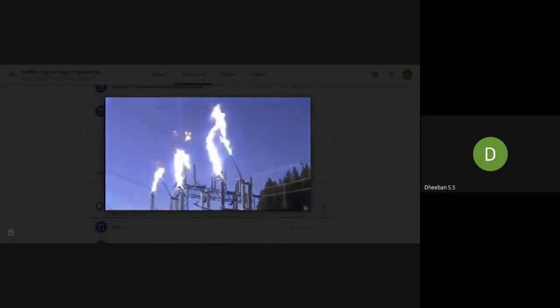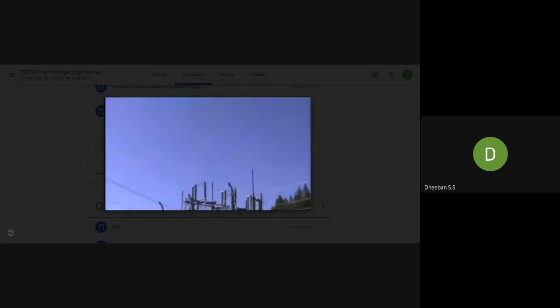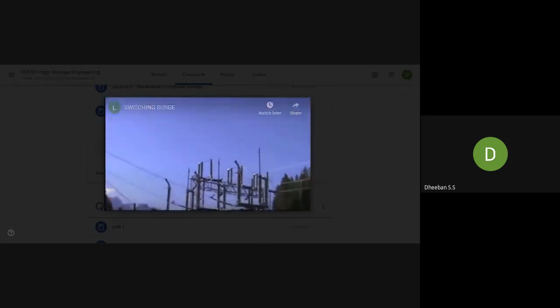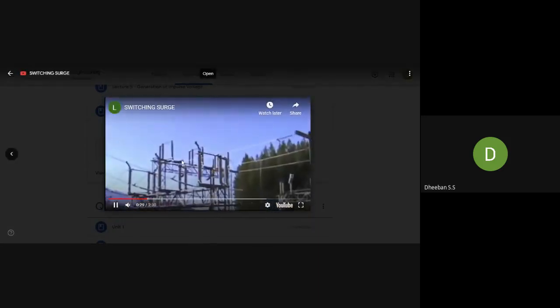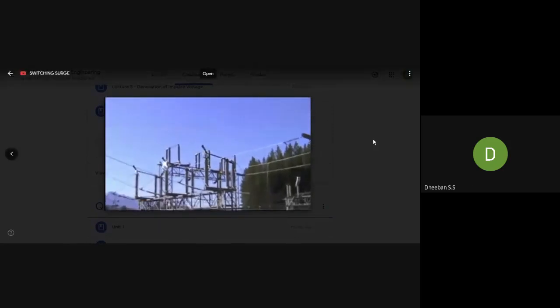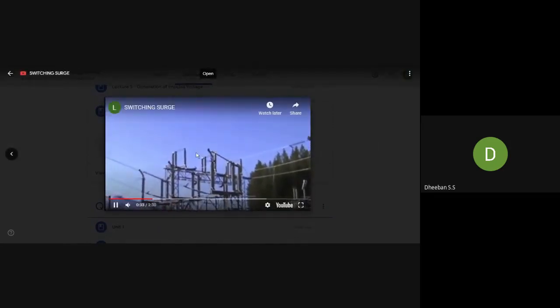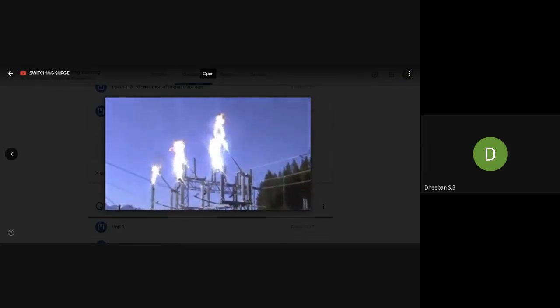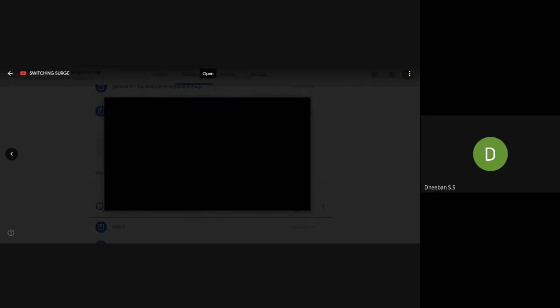Here also you can see they are making the switching action. While they are making the switching action, there is a formation of some surge. You can see it clearly. This is what your switching surge is. Again, here also you can see, this is another one.